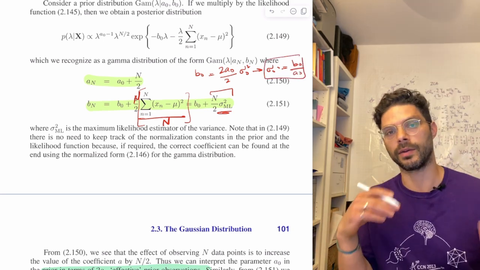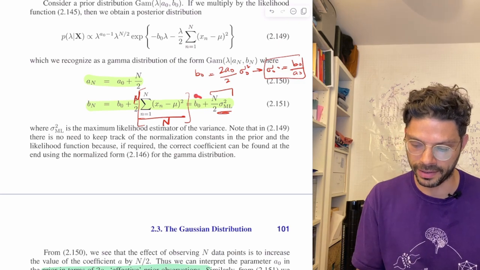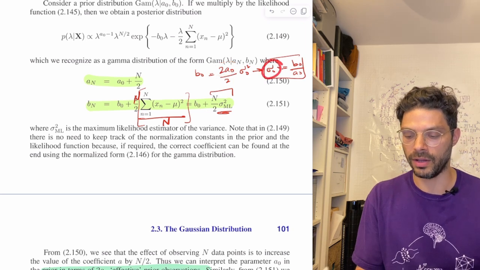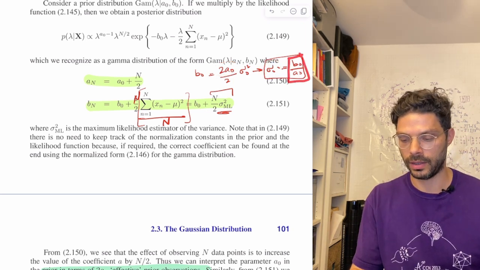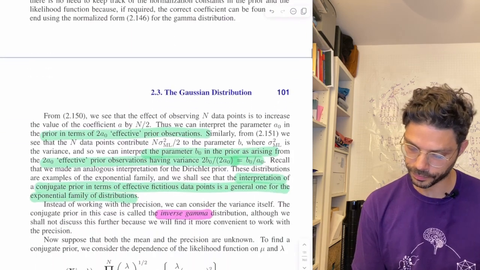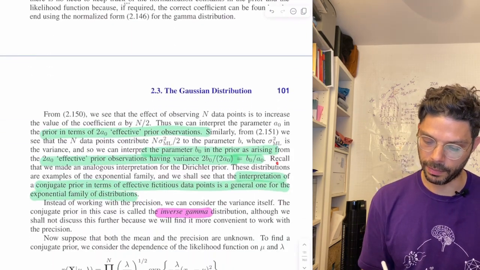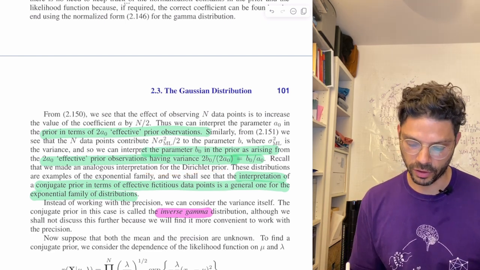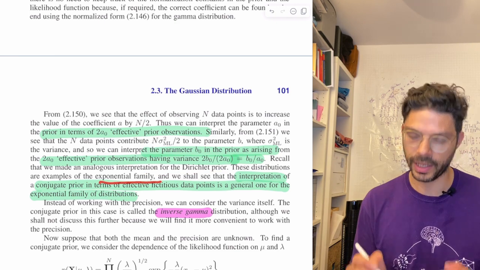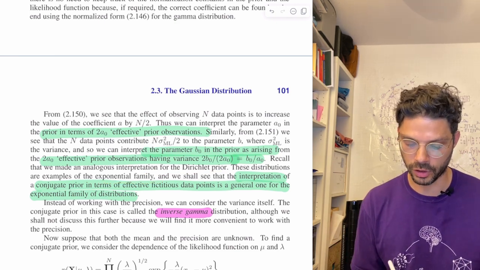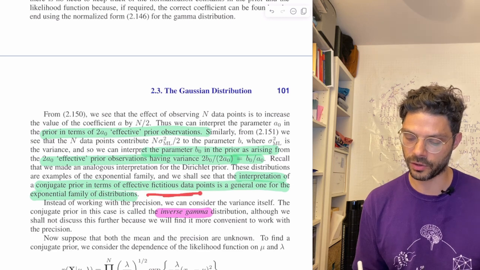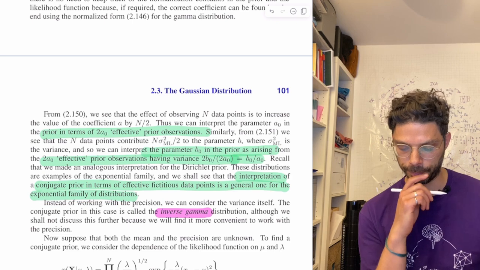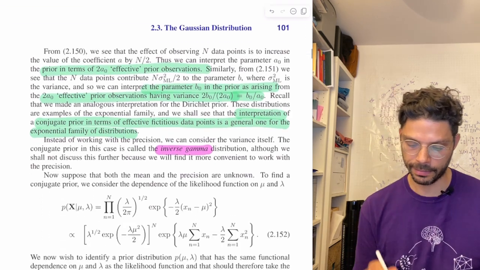All he's saying is you can interpret b naught as being like you have 2a naught observations of a variance sigma naught squared. Recall that we made an analogous interpretation for the Dirichlet prior way back when. These distributions are examples of the exponential family, and we will see that the interpretation of the conjugate prior in terms of effective fictitious data points is the general one for the exponential family distribution. So that's pretty cool.